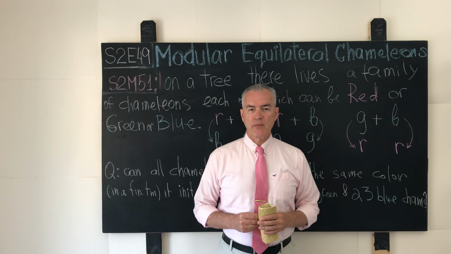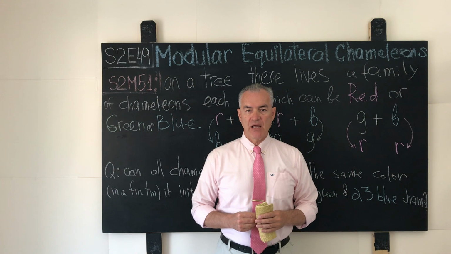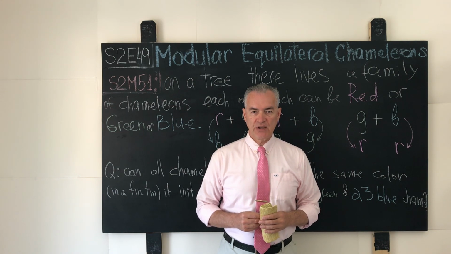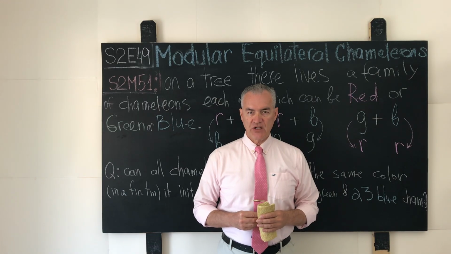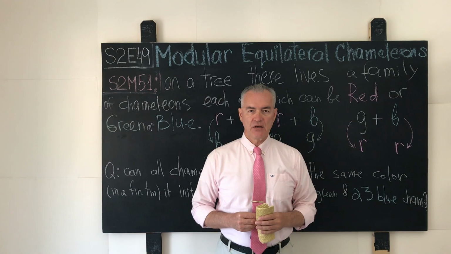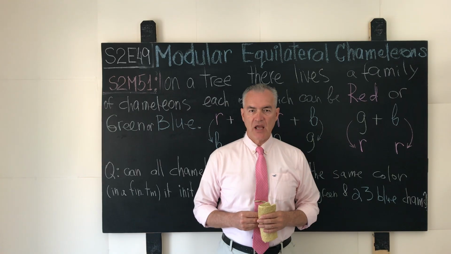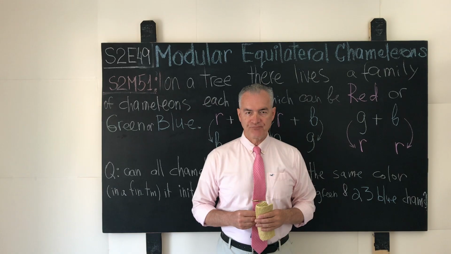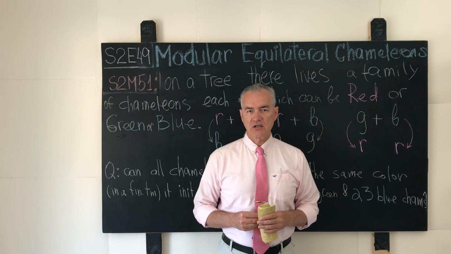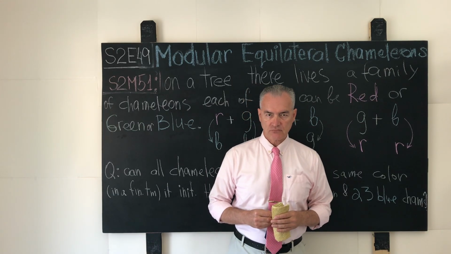In the mathematical problem S2E49, we are told that once upon a time there lived a family of chameleons on a tree, and each and every chameleon in that family could be only one solid color. For example, each chameleon can be solid red and no other color, or solid green and no other color, or completely solid blue and no other.